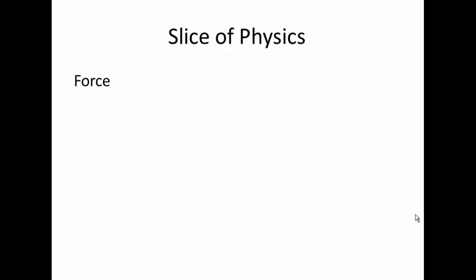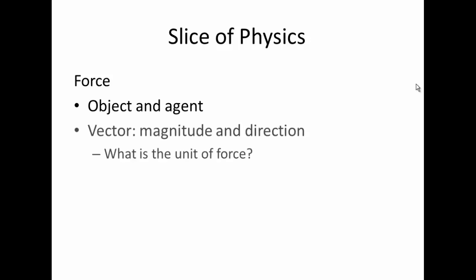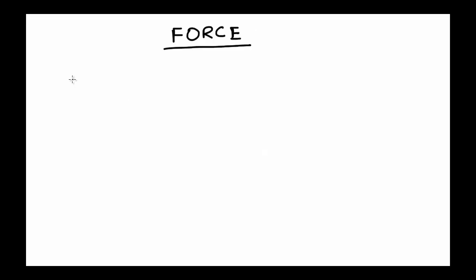First, we'll talk about how every force has both an object and an agent, and we'll discuss ways in which we can identify objects and agents correctly as a crucial step in solving motion problems. And secondly, we will recall that force as a vector has magnitude and direction, and specifically when we deal with the magnitude of force, we need to be concerned with its unit, so we will talk about what the unit of force is.